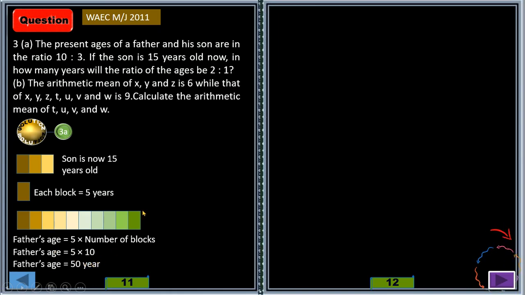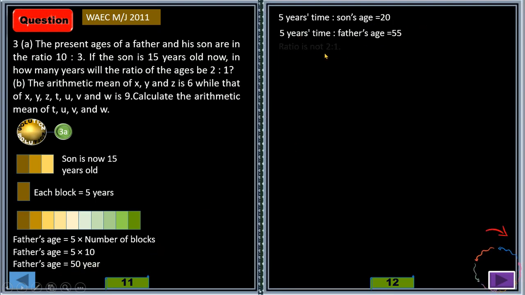Now in 5 years' time, the son will be 5 plus 15, 20, and the father will be 50 plus 5, 55. Taking the ratio, 20:55 cannot give us 2:1. So that may not be possible in 5 years' time. If we try 10 years, you discover that it will not give us 2:1.